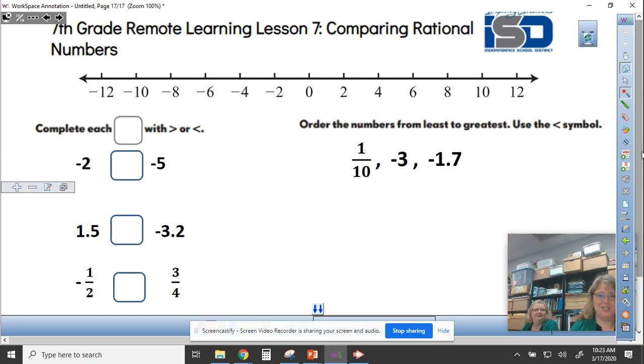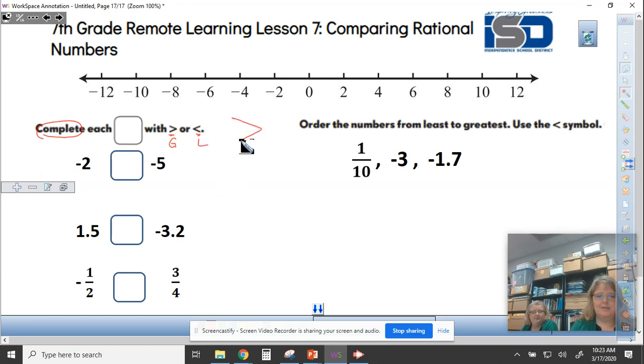We're here today, super excited to talk to you about comparing rational numbers. And again, this is just seeing which one's bigger. In elementary school, it says to complete each box with a greater than or less than symbol. This less than symbol looks like an L to me. That's how I can remember it's less than.